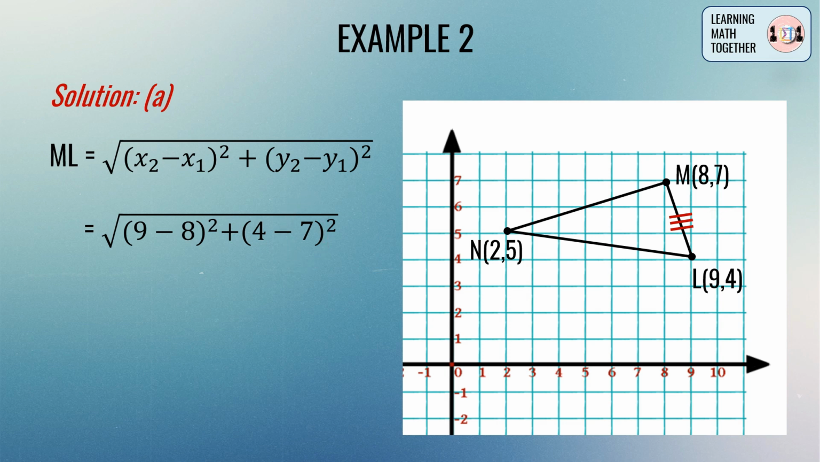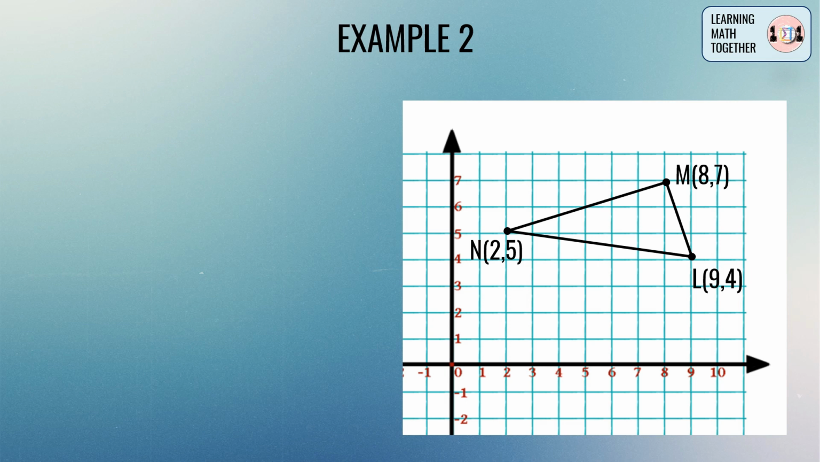Then let us simplify this. 9 minus 8, that is equal to 1. And then square of 1, that is equal to 1. And then 4 minus 7, that is equal to negative 3. And then square of negative 3, that is equal to positive 9. Next step is we need to combine this. We have 1 plus 9, that is equal to square root of 10. Since 10 has no factors wherein one factor has a perfect square, leave it like that. Therefore, the distance from M to L is equal to square root of 10.